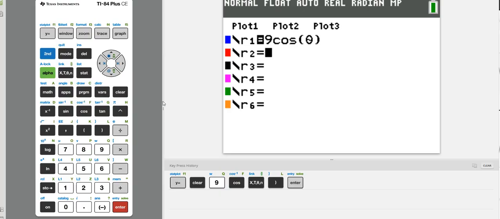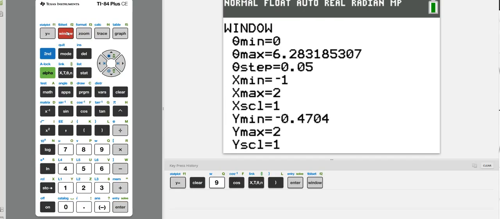Let's set up our window. Our window's going to have some more adjustments, just like it did with parametric mode. Now it's asking you, what should I let theta equal? Can anyone tell me what theta max is? Yeah, it's 2 pi. Thank you, James.